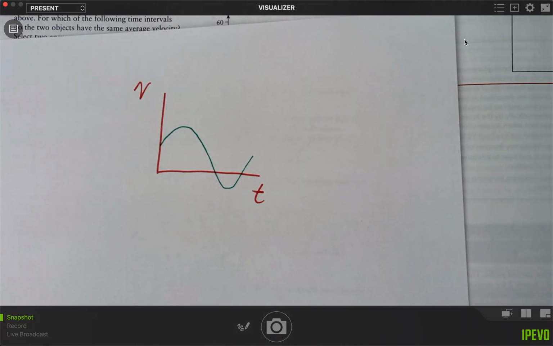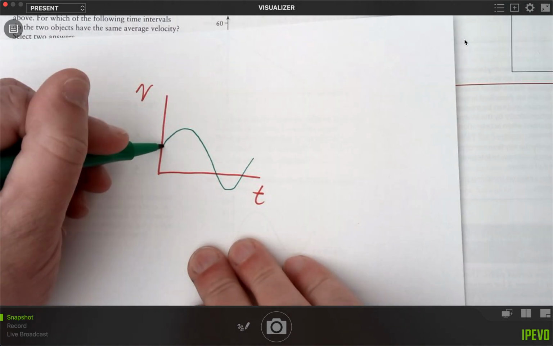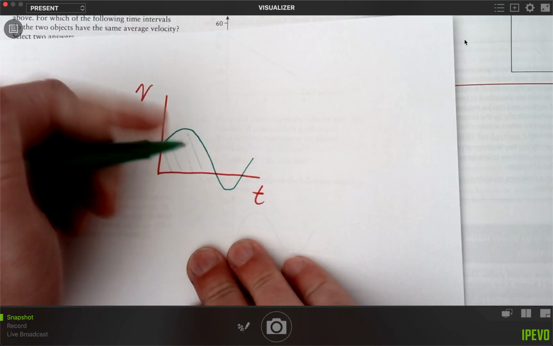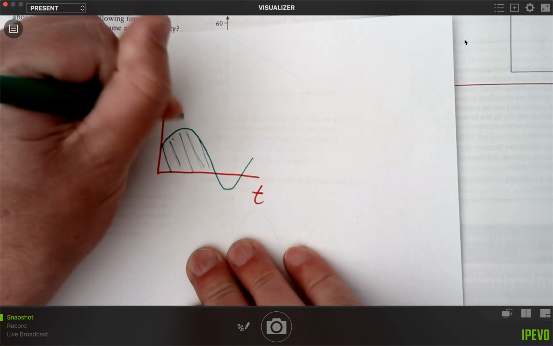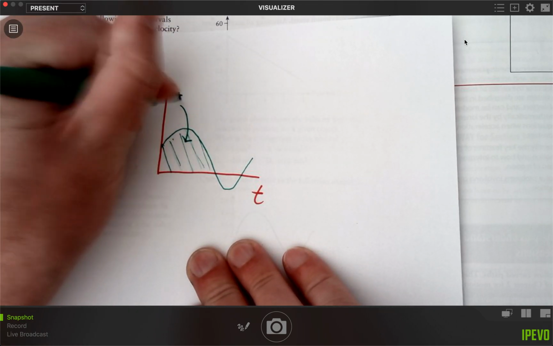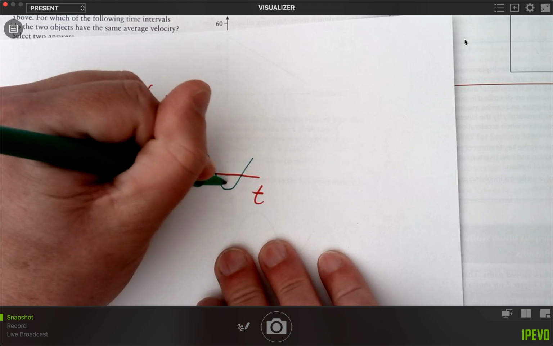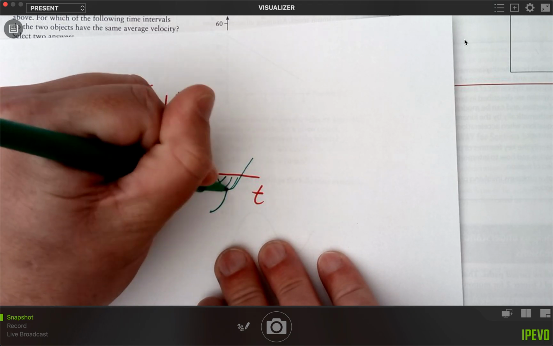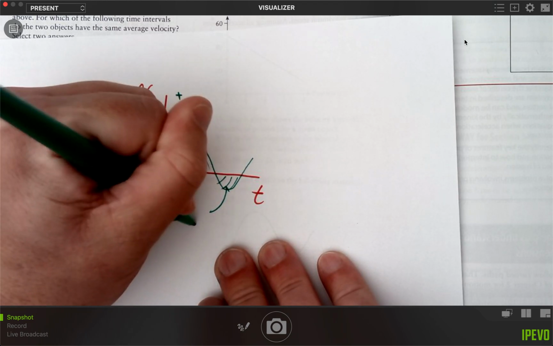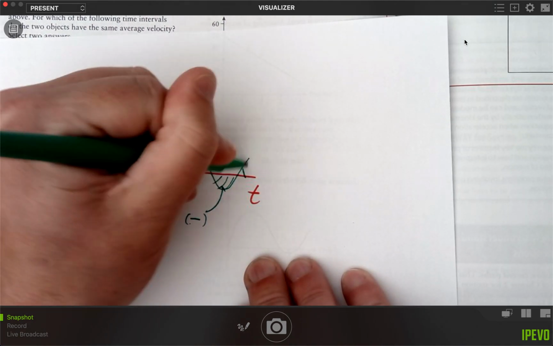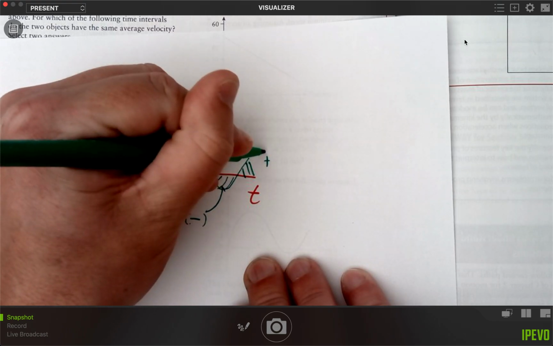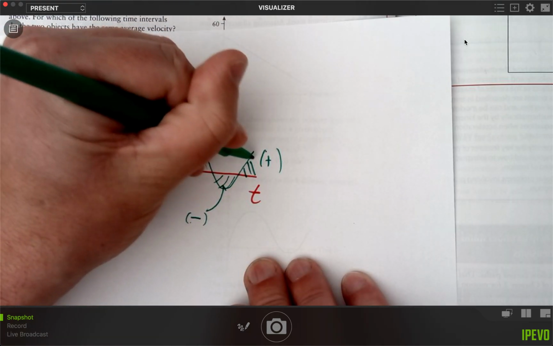The area underneath it is going to give us that displacement. So the area up here is going to be a positive displacement. So this is all a positive displacement. This is the only time when it's going backwards, so that's going to be the negative displacement down there. And then we're going to get more positive up here.